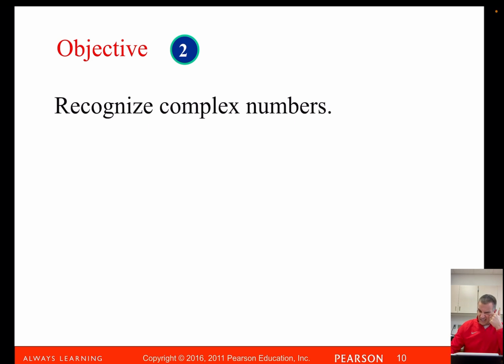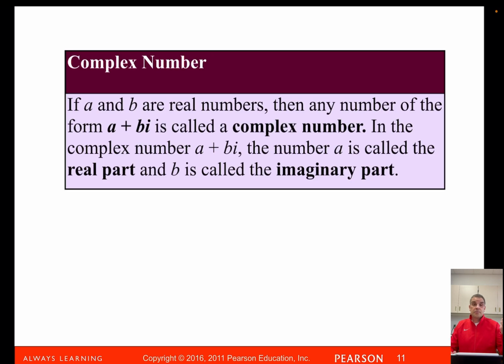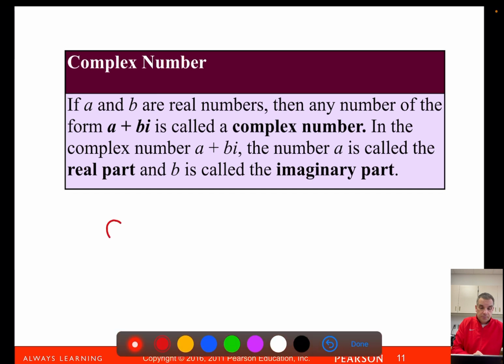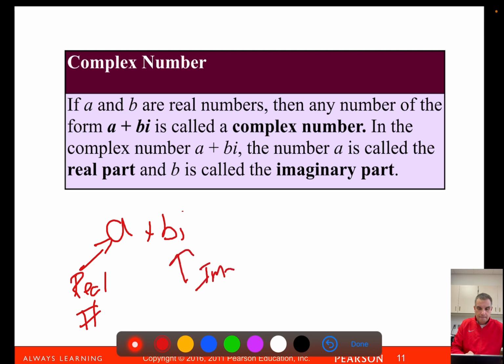Objective 2, recognizing a complex number. We're just going to briefly talk about what a complex number is. A complex number has both a real and an imaginary part. It's anything that's written in the form a plus bi. That's your real number. 1, 2, 3, 4, 5, 6, 7, 8, 9, 10. This is your imaginary number, or your imaginary part. So something like 3 plus 2i.